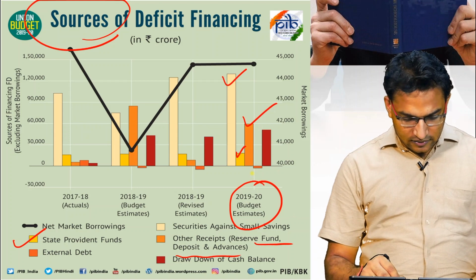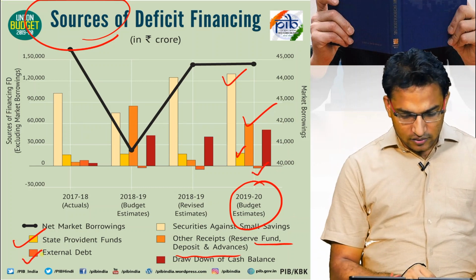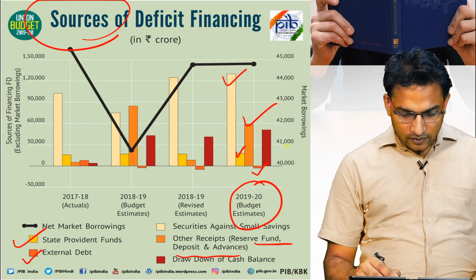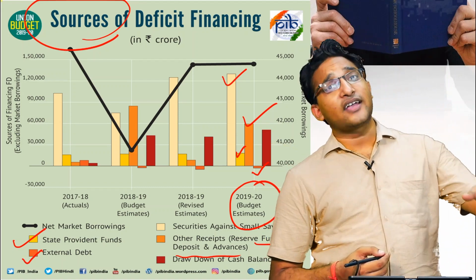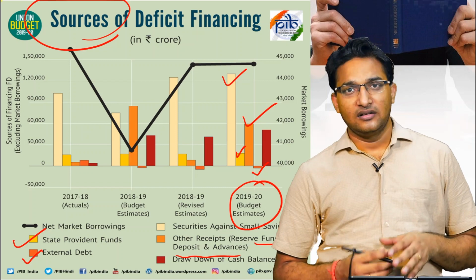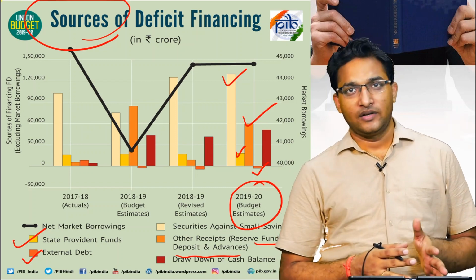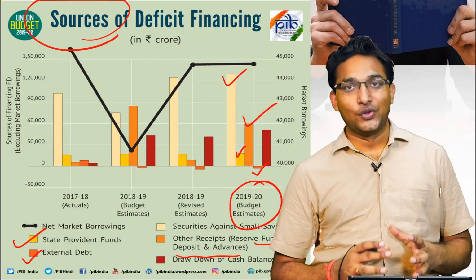Then external debt is very, very low, in fact negative. Negative external debt basically means that we have repaid the external debt in the current year. There is a net repayment in the current year, which is a very, very good thing.